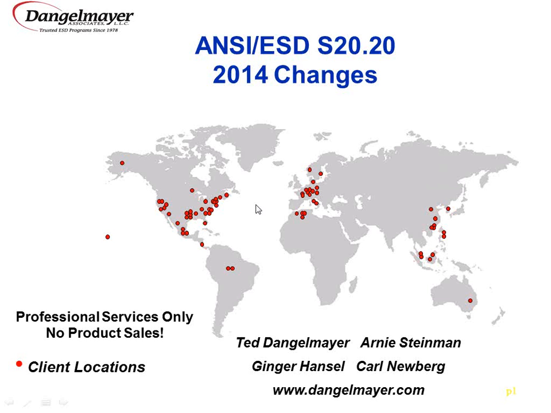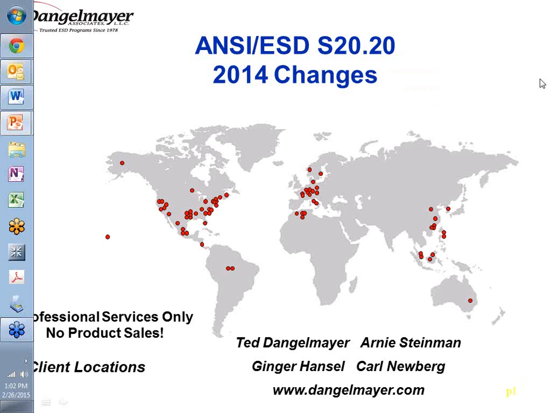As you know, standards are an ongoing evolutionary process, and every 5 years the association is required to review and change, if necessary, standards. That was done in 2014, and the changes are listed on the ESD Association website, so you can go there to see them as well.